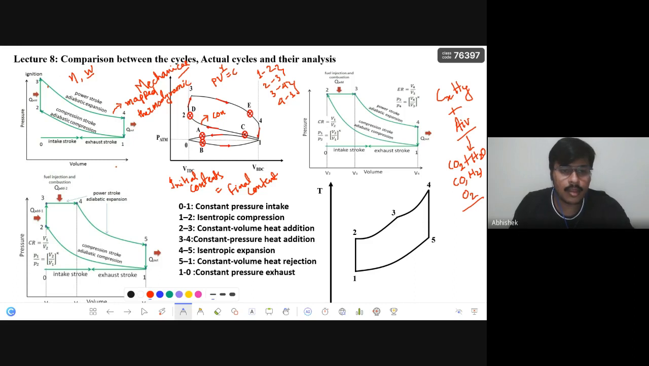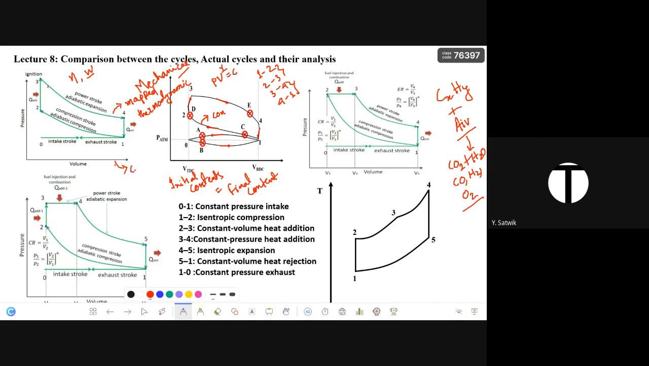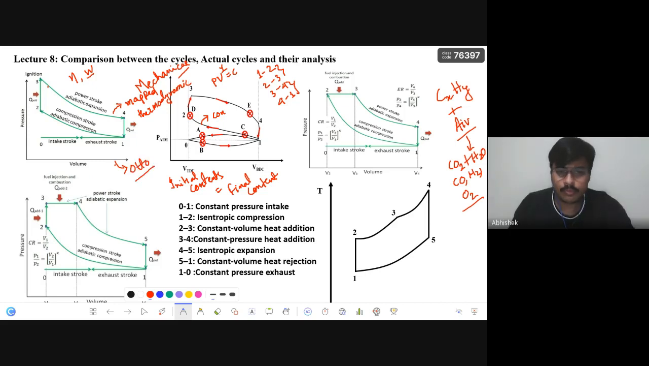If you can answer me, seeing the cycle, where the heat addition is done at constant volume, what is this cycle called? Can you reply? Otto cycle, sir. Yes, this is the Otto cycle. And this is the diesel cycle, where the heat addition is done in a constant pressure process. This is the basic difference between the Otto cycle and the diesel cycle, and we have already covered it.